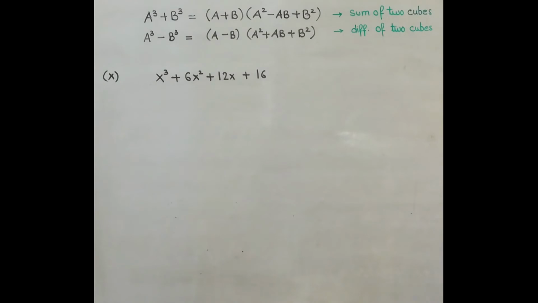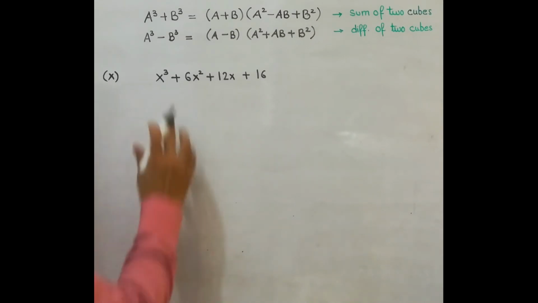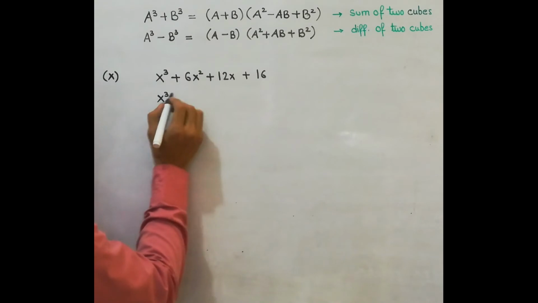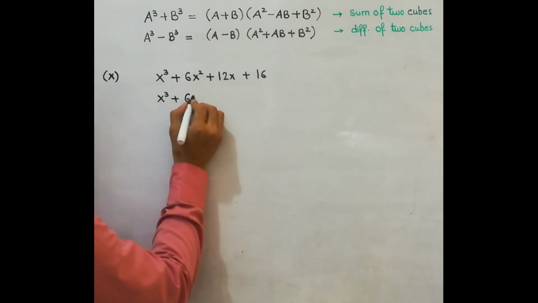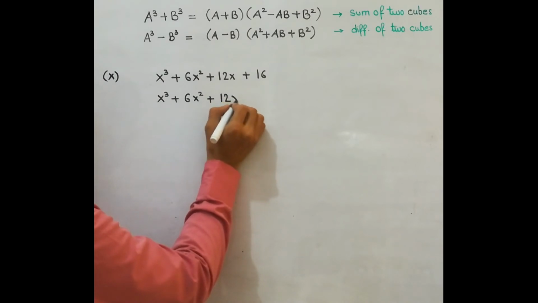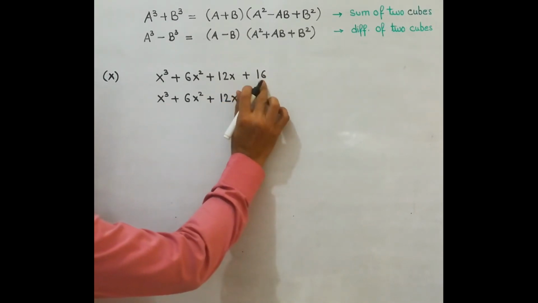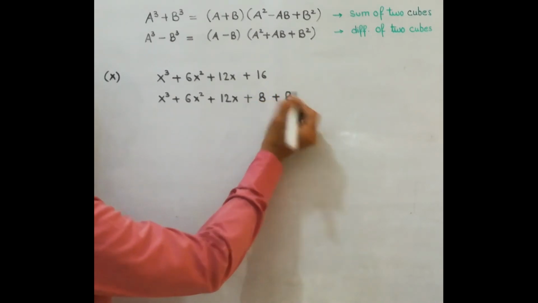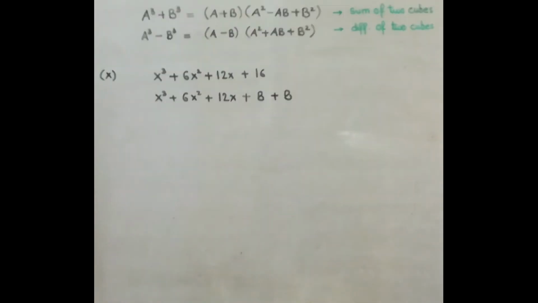Now see in question number 10, how we are going to arrange it. Just look carefully here. Now this one, see, x cube plus 6x square plus 12x, and now this 16, can it be written like this? Hope it's clear to you.